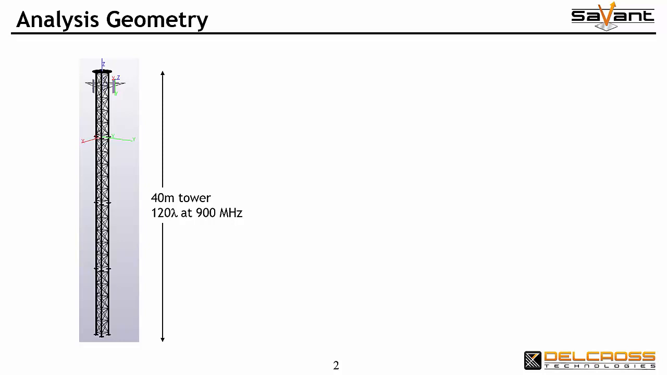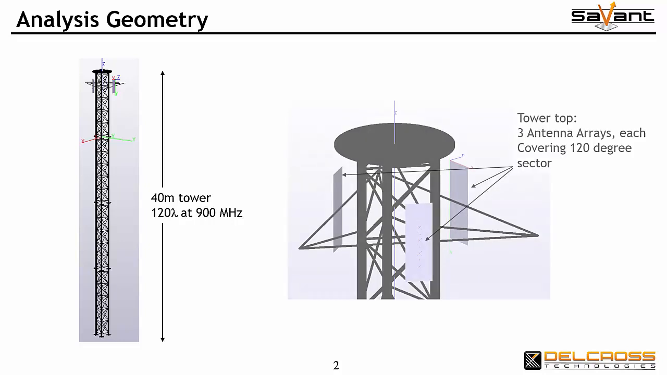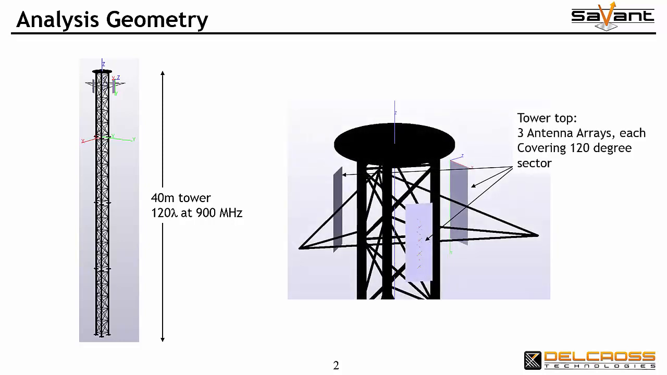In this study, we'll consider a 900 MHz cellular service antenna mounted near the top of a 40-meter high tower. The tower is 120 wavelengths high at 900 MHz and was imported directly into Savant as a detailed CAD model. The tower top antenna consists of three antenna arrays, each covering a 120-degree sector in azimuth.